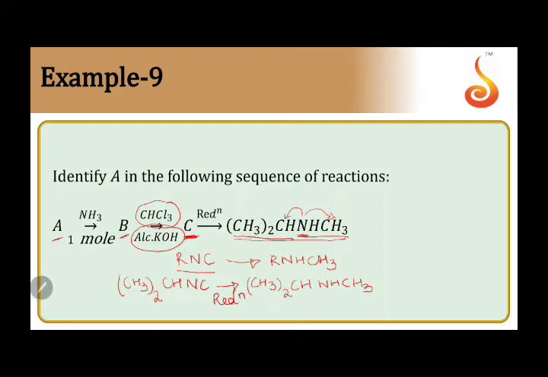We know that primary amines are the ones undergoing carbylamine reaction. Which primary amine can give us this compound on reacting with chloroform and alcoholic KOH? Once again, recollecting the general reaction, RNH2 gives RNC. So therefore, we should write here (CH3)2CHNH2. So that's this compound here.